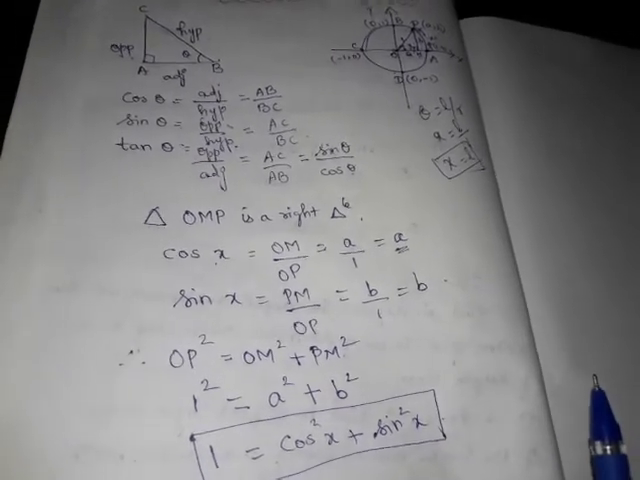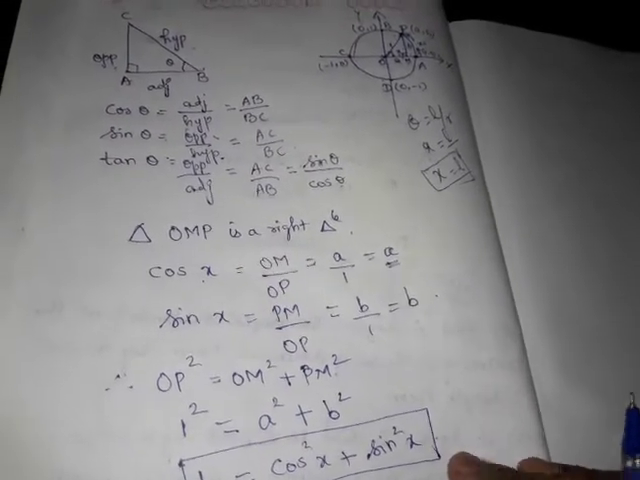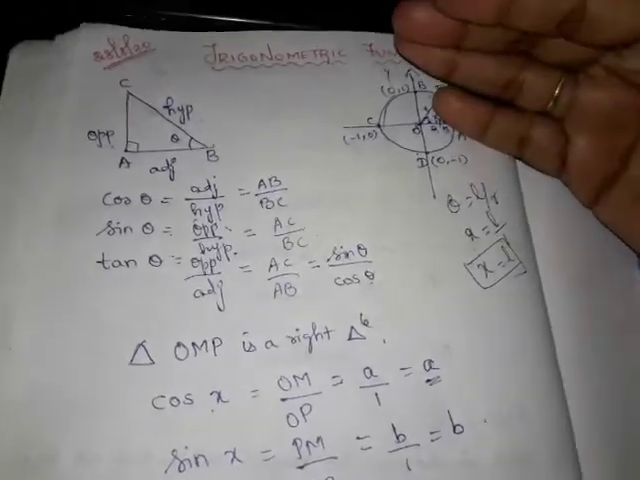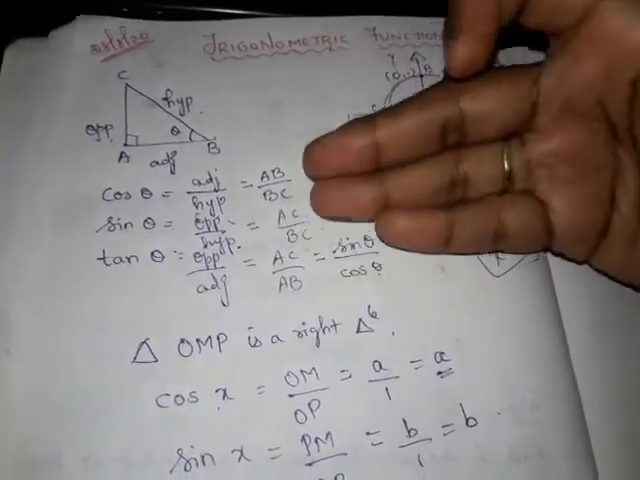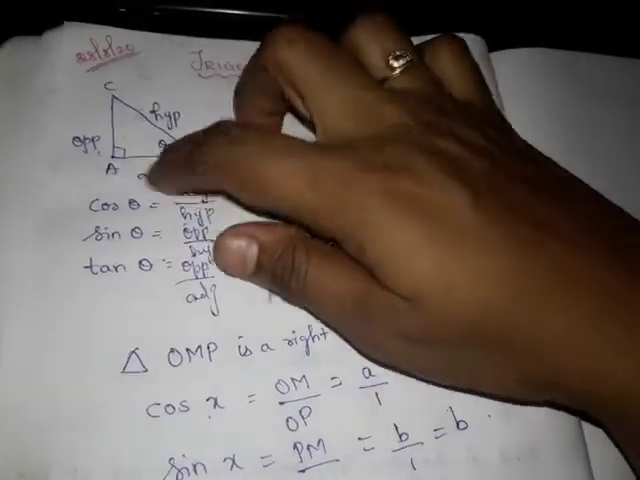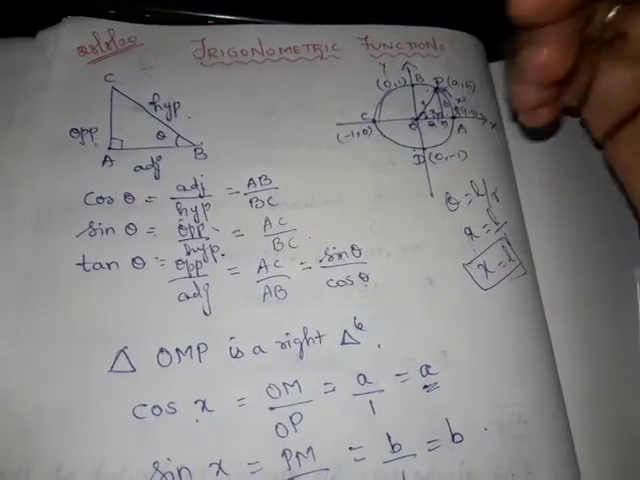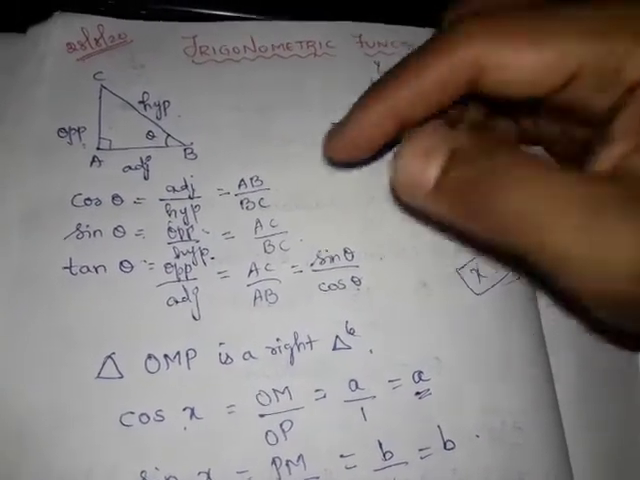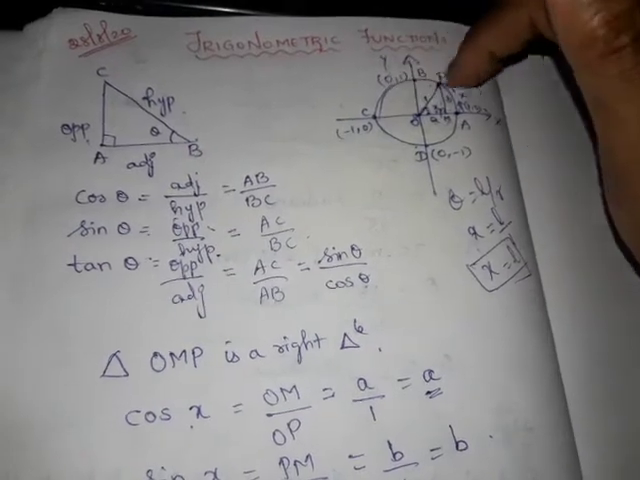How did we get that identity? Based on these results only, right? So far, in previous classes, we learnt about trigonometric ratios, but we restricted those trigonometric ratios only to a right triangle. Now what are we going to do? We are going to extend the definition of these trigonometric ratios to any angle in terms of radian measure.